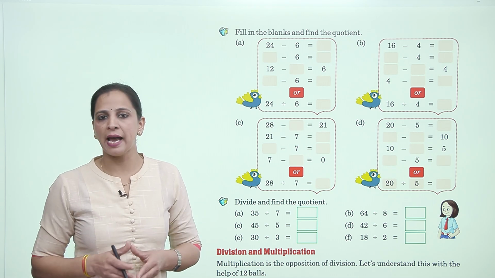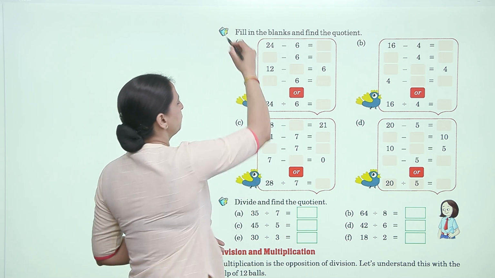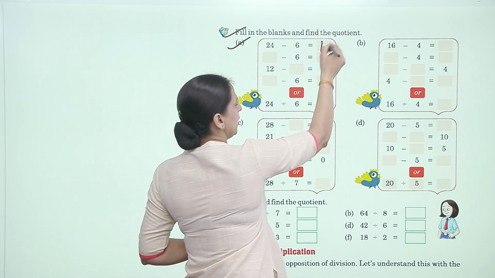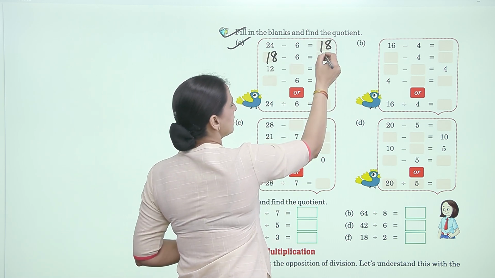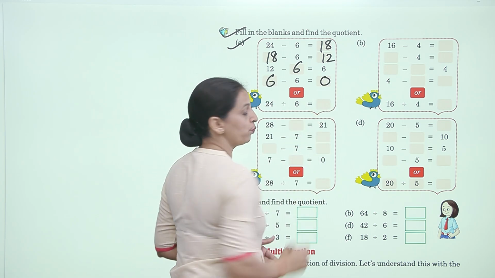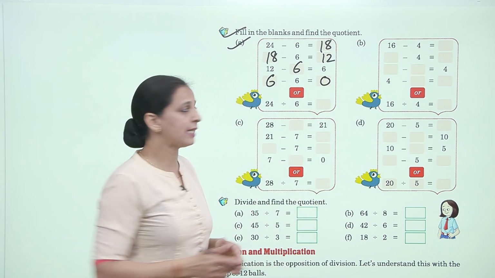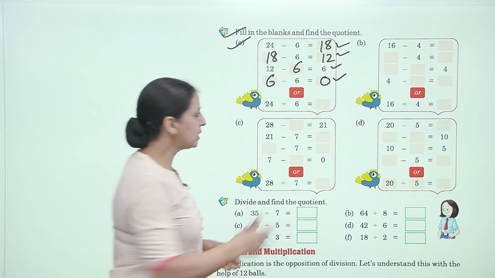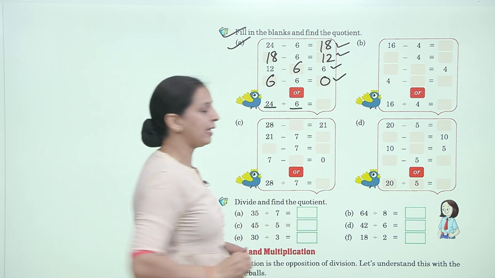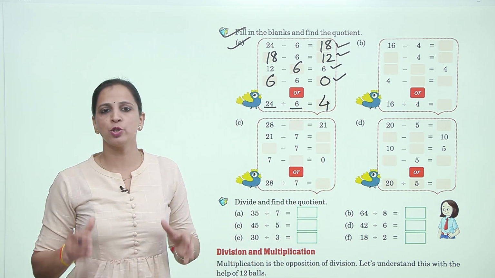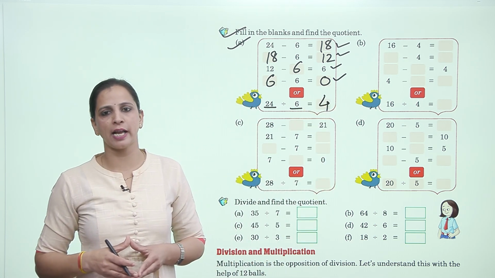Now, fill in the blanks and find the quotient. A part, 24 minus 6 is 18. 18 minus 6 is 12. 12 minus 6 is 6. 6 minus 6 is 0. How many times did we subtract 6? 4 times. That means 24 divided by 6 is equal to 4. So students, by using the same method, the rest of the questions you will try yourself.